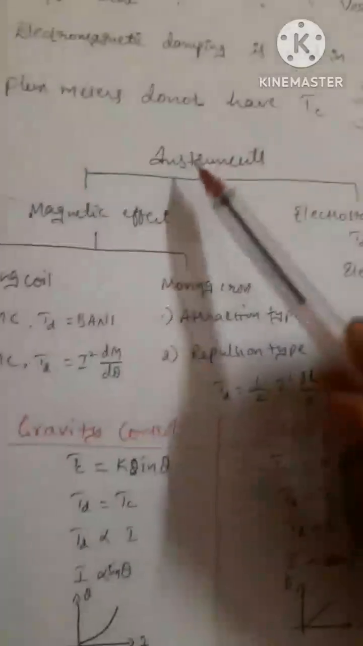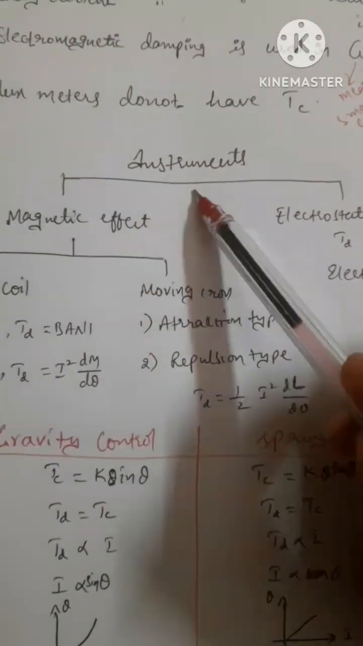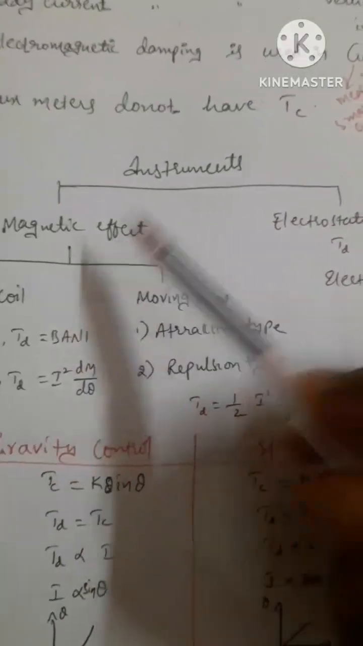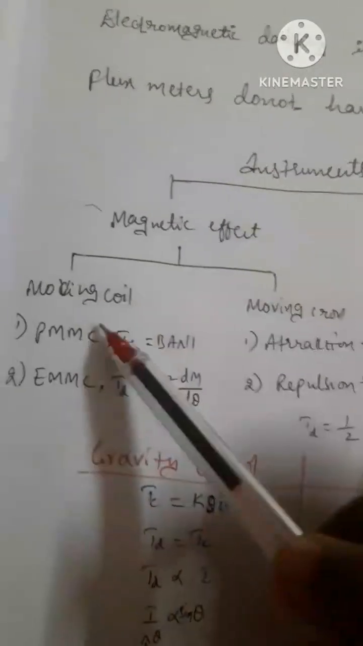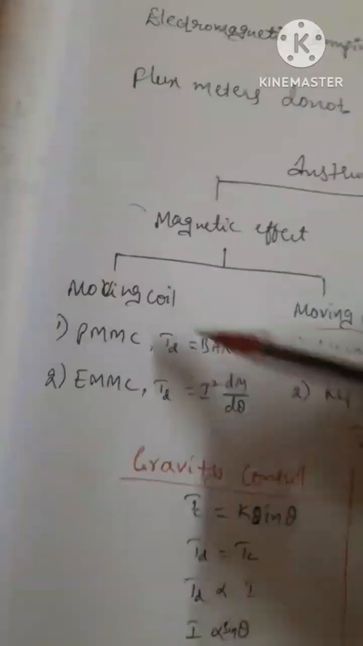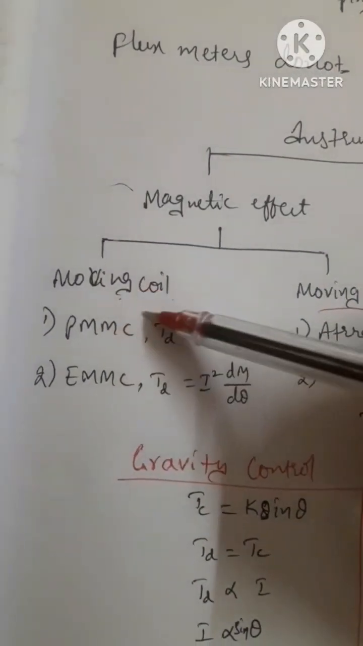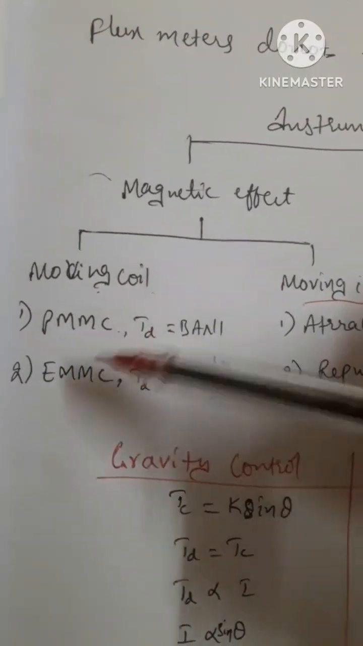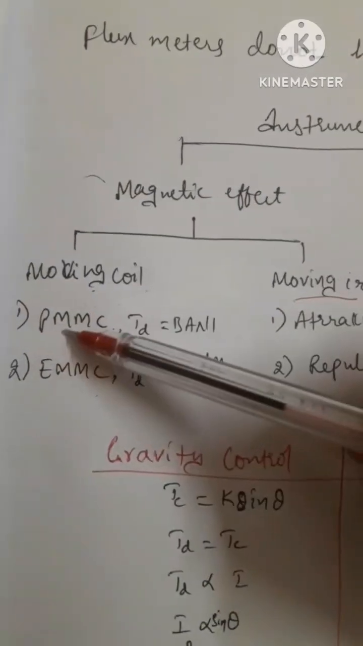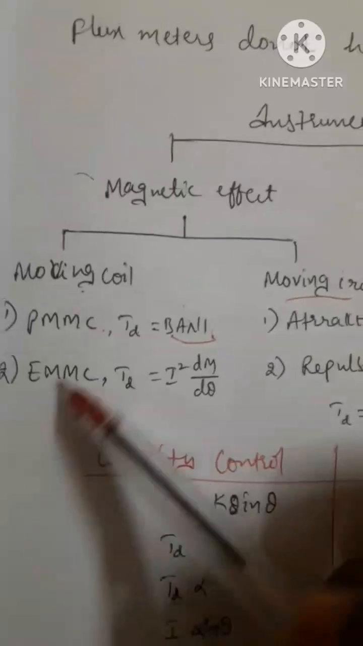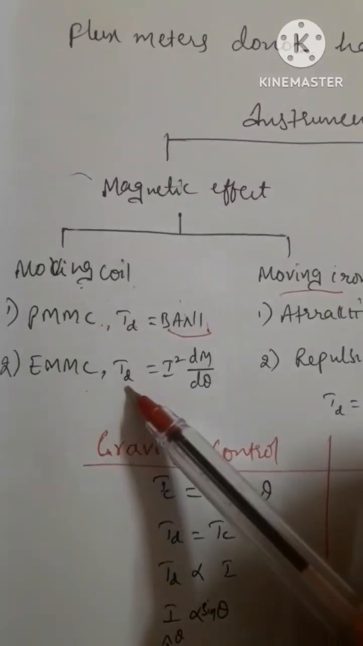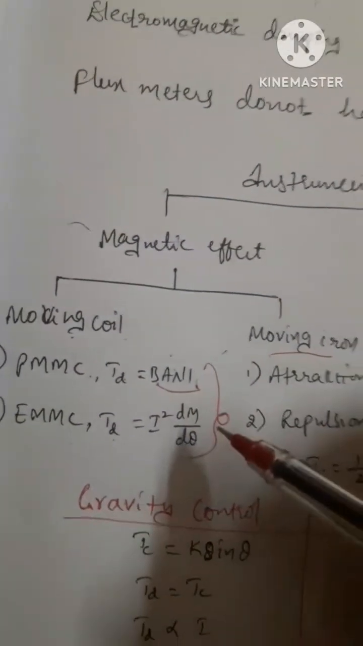So the next one is instruments. In instruments we have two effects: one is the magnetic effect and the other is the electrostatic effect. The magnetic effect is present in moving coil and moving iron instruments. Under moving coil we have permanent magnet moving coil and electromagnet moving coil. For PMMC, deflecting torque is BANI, and for EMMC, deflecting torque is I square dM by d theta. So these are important.